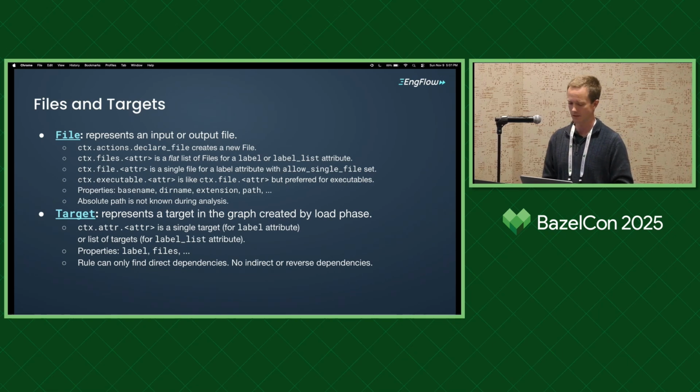Files and targets. We just glossed over this, maybe it's somewhat intuitive. When you say ctx.actions.declare_file, that gives you a File object. You can refer to it with ctx.files, ctx.file for input files. You can get the path out of that. There's a .path attribute. Bazel will only ever tell you the relative path from where the action runs. And the action is going to run in a directory that looks like it's the root directory of the repo.